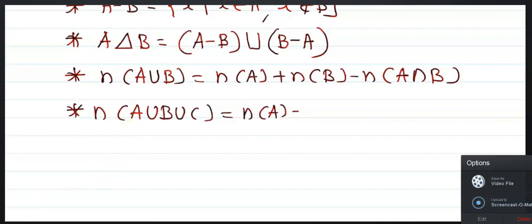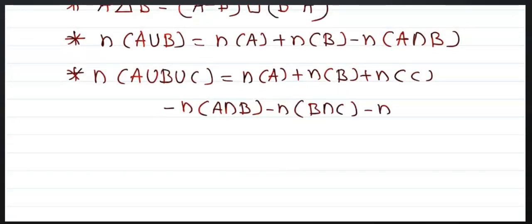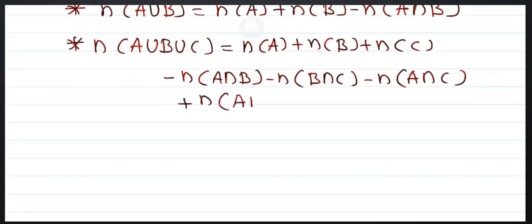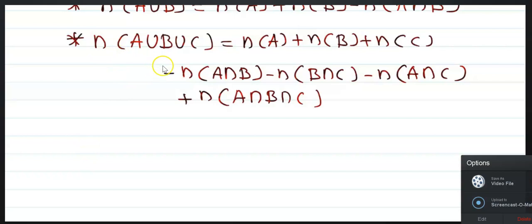Next formula. n of A union B union C is equal to n of A plus n of B plus n of C minus n of A intersection B minus n of B intersection C minus n of A intersection C plus n of A intersection B intersection C.